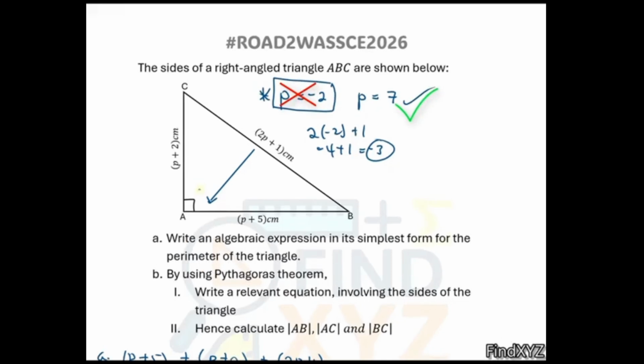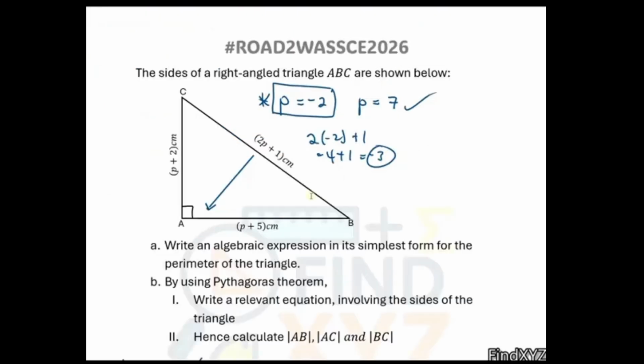And when you substitute this value in these expressions, it will help us find the length of all the sides. That is the last part: the length of AB, the length of AC, and the length of BC. So let's do that. Since we have concluded that p is equal to 7, let's find the length of AB. AB is p plus 5 centimeters. But what is p? P is 7. So 7 plus 5 will give us 12 centimeters. So the length of AB is 12 centimeters.